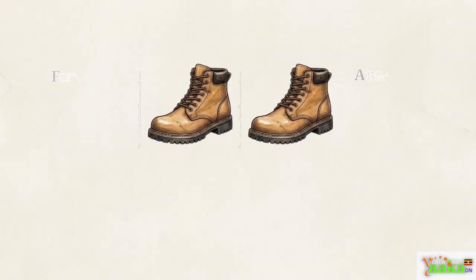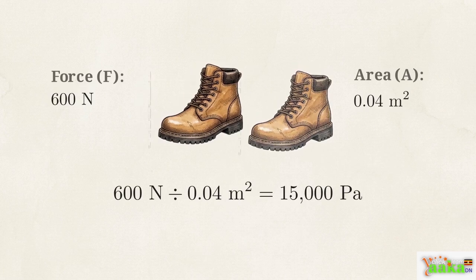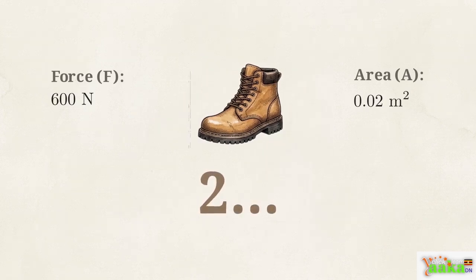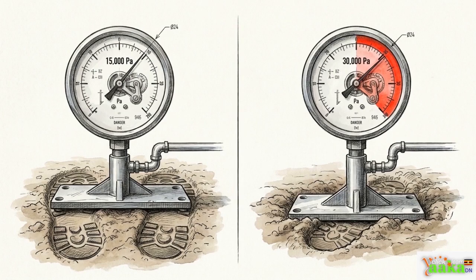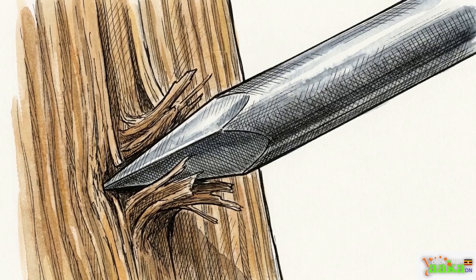Standing in these boots applies 600 newtons across 0.04 square meters, creating 15,000 pascals of pressure. Balancing on 1 foot halves the area to 0.02 square meters. Pause and calculate. Dividing 600 newtons by 0.02 square meters reveals a pressure of 30,000 pascals. Cutting the area in half has doubled the pressure. This inverse relationship explains why focusing force onto a single point of contact, like a knife or the tip of a nail, creates enough pressure to pierce solid objects.